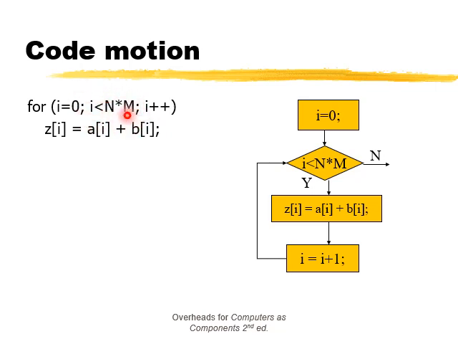We can move this piece out of the decision. So rather than having i less than n times m, we can have a single fixed value that is the result of n times m. As you can see here, we are moving this out of the loop body. So this is the final code motion. We have initialized i equal to 0 and in x we are putting the result of n times m, and then the condition is on x. As long as i is less than x, we are getting into the body of the loop and then we are incrementing our loop variable.